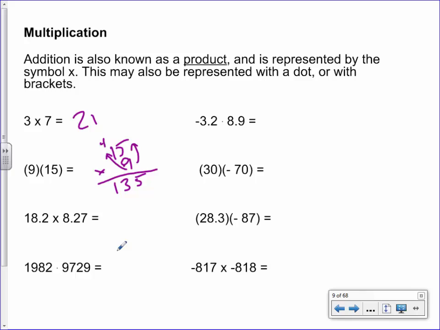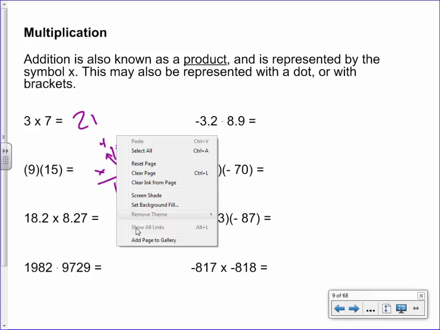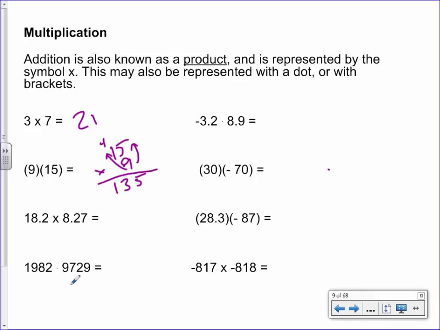Let's try a challenging one. Let's move away to like something really hard, like this one down here. 1982 times by 9729. Okay, right off the bat, this is a really good example.